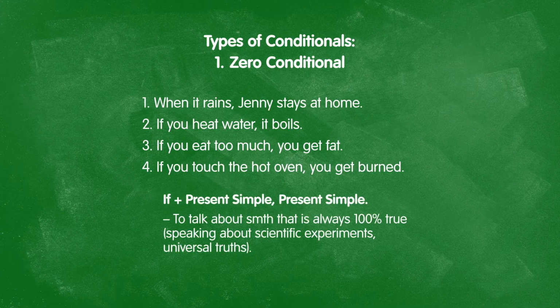It will begin with if, and then a statement in the present simple tense, and the main clause will also be in the present simple tense. We use this structure for things that are absolutely 100% true every time, for rules that are never, ever broken. Now, we use the first conditional, on the other hand, to talk about events that are likely to happen in the near future or in the present.